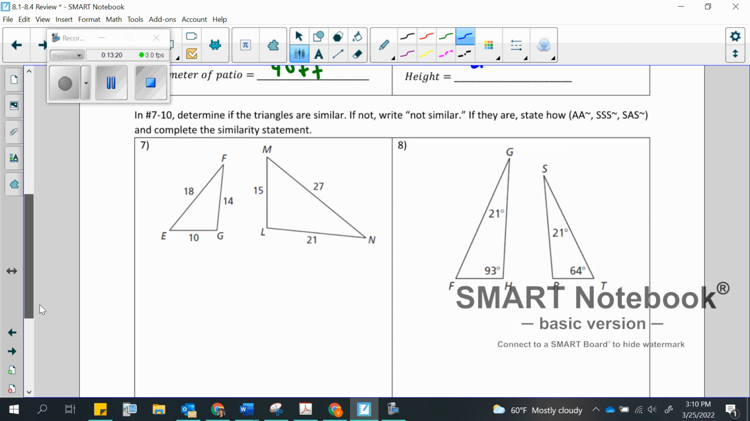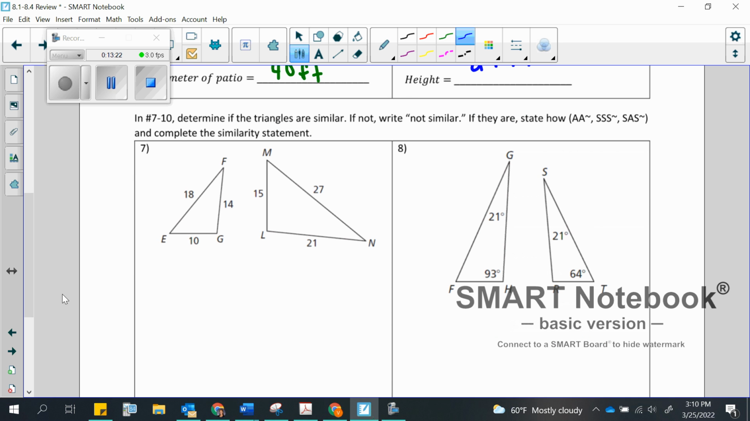Okay, let's keep going, 7 through 10. It says in 7 through 10, determine if the triangles are similar. If not, write not similar, and if they are, state one of the 3 similarity theorems and complete the similarity statement. First off, we have nothing about the angles here, so we're not going to be using angle-angle or side-angle-side. First we have to match up all the corresponding sides. The question is, how do we do that without a similarity statement?